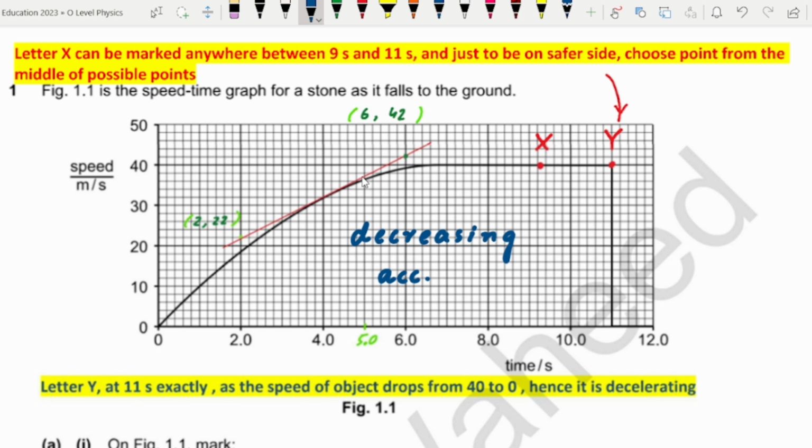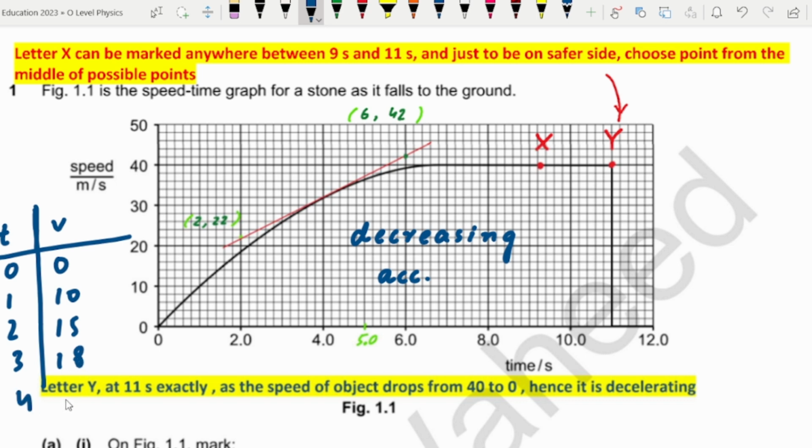Decreasing acceleration means you are accelerating, your speed is increasing, but the rate of increase of speed is decreasing. For example, this is the time and this is the speed. At 0 the speed was, let's say, 0, at 1 second the speed was 10, at 2 seconds the speed is 15, at 3 seconds 18, at 4 seconds 19. Now you see your speed is actually increasing, but in the first second the speed increased by 10 units, then by 5 units, then by 3 units, and then by 1 unit for the same interval of time. So your speed is increasing, but the rate of increase of speed is decreasing. This is called decreasing acceleration. It is independent of deceleration.